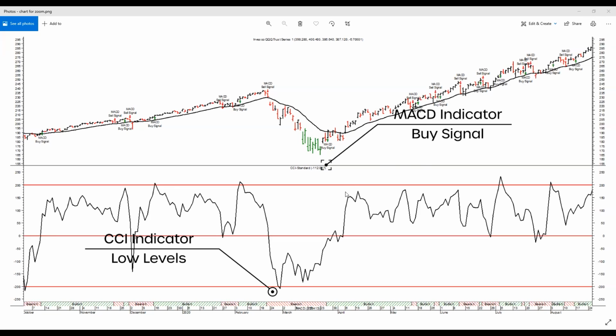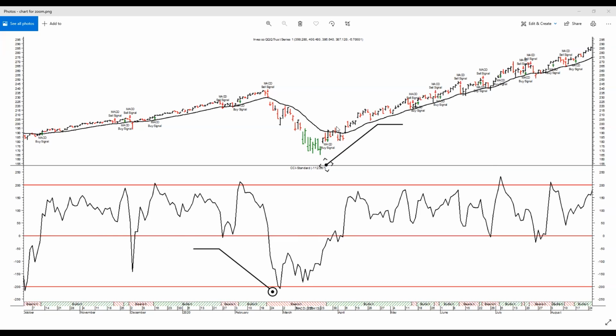Again, CCI was the, let's look at this, soon it will be time to buy. MACD, the trigger. Confirmation. An easy series of events, but a very powerful series of events.